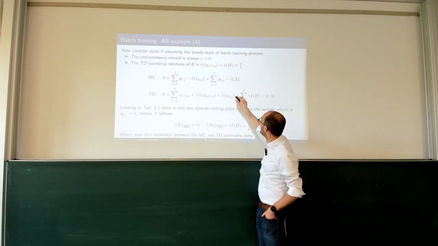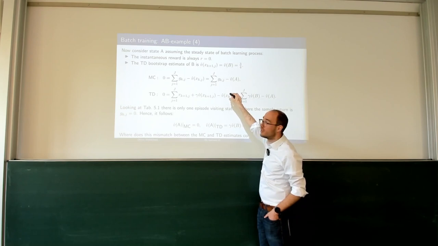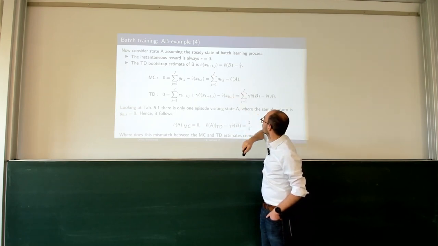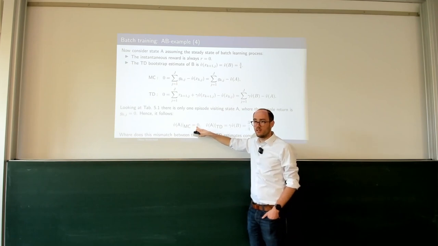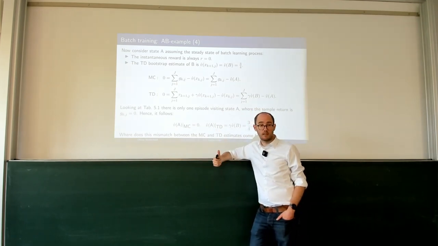And therefore, this was zero, capital J would be a one, and the estimate for V hat for A in the Monte Carlo case would be just a zero. Because we have one data sample which we can utilize, and the data sample for the episodic return in this case was zero, and that's it.